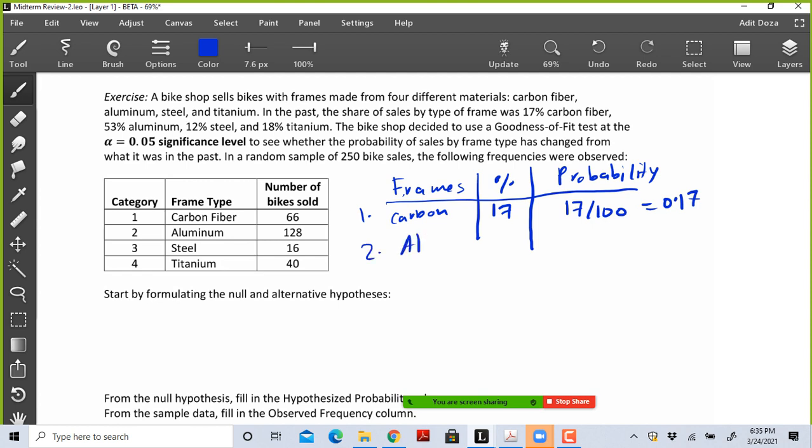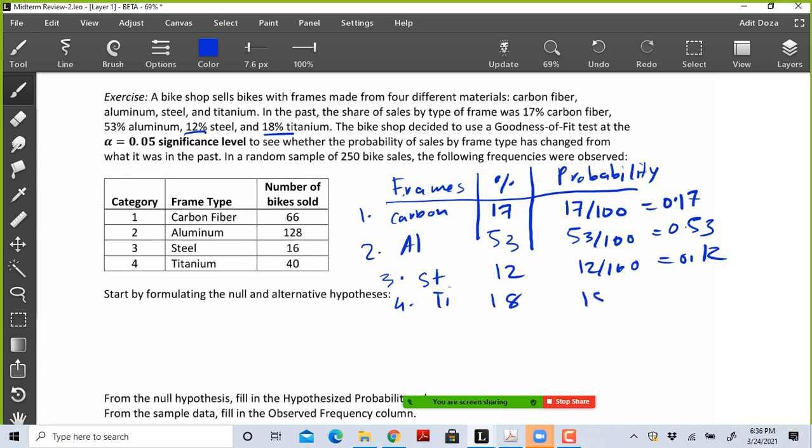Aluminium is 53%. So 53 by 100, 0.53. What about steel? Steel is 12%, right? 12 by 100. And then titanium is 18%. So number 4 is the titanium. So titanium is 18%. So 18 by 100, which will be 0.18. Okay. So yeah, it was in the past.